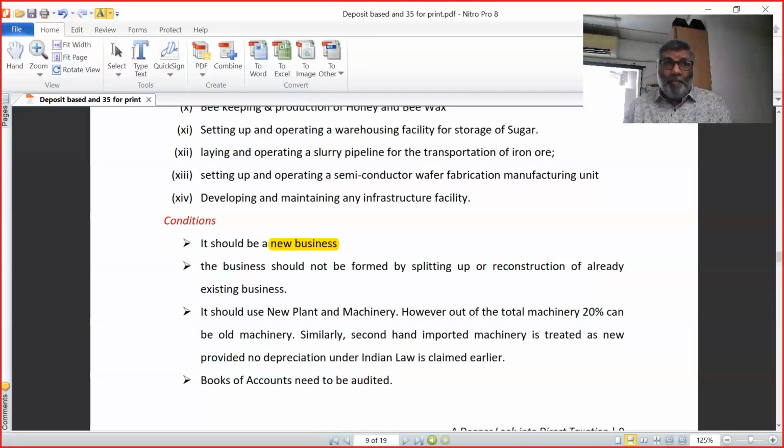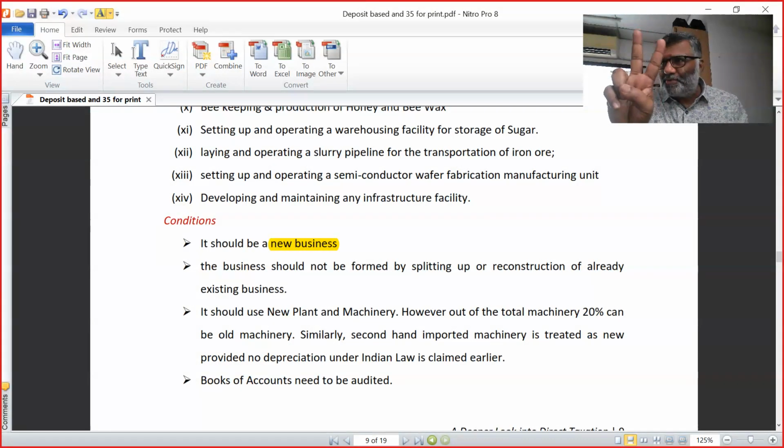Number 2, it should use new plant and machinery. The plant and machinery block should be new. However, 20% can be second hand, which means 80% should be new plant and machinery. So in this section, 80IAC, all the 80Is, 10AA, everywhere new business means this. Even if I wake you up at midnight and ask you what is new business, you should be able to tell.